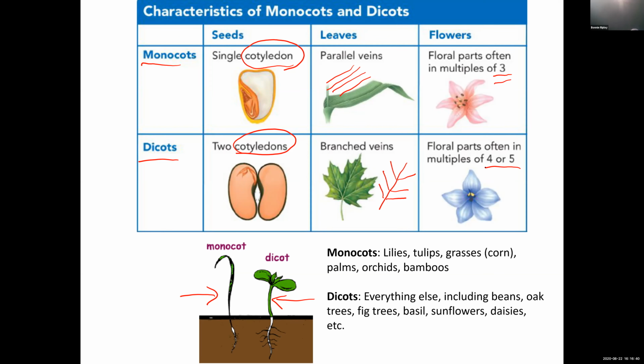So monocots are going to be plants like lilies, tulips, grasses such as corn or bamboo, palms, orchids. And there's nowhere near as many monocot plants as there are dicots. So dicots are everything else. It's going to be beans, oak trees, fig trees, basil plants, sunflowers, daisies, just about anything else that you can think of. So if you have absolutely no idea what the plant is, if you guess dicot, you have a good probability that you're right.